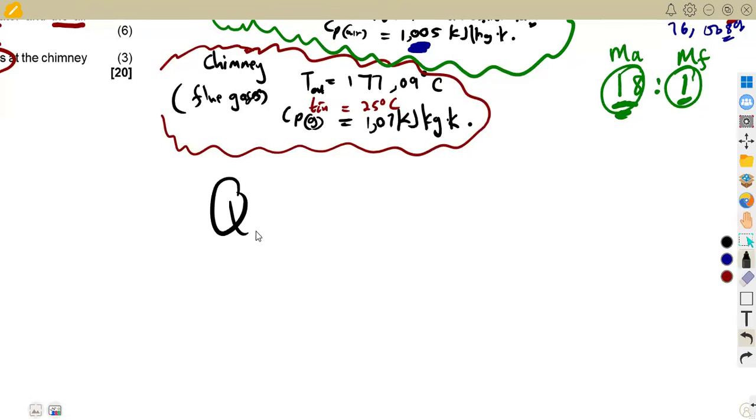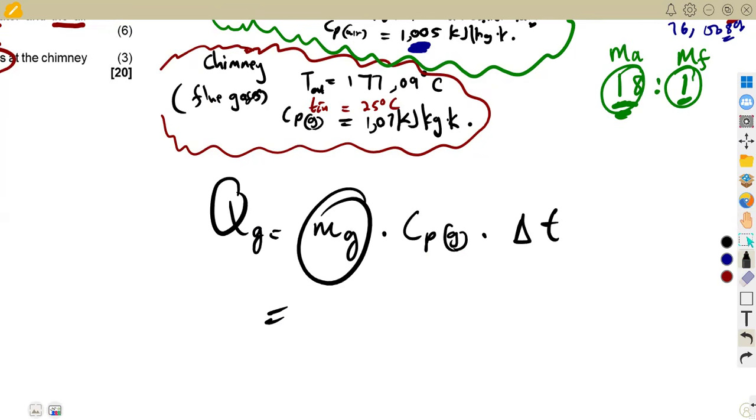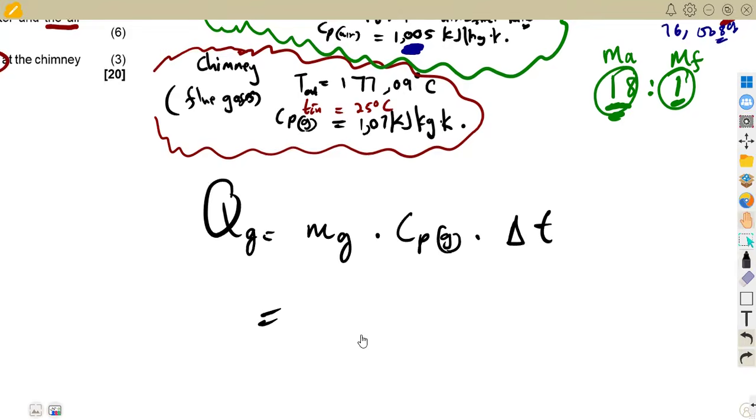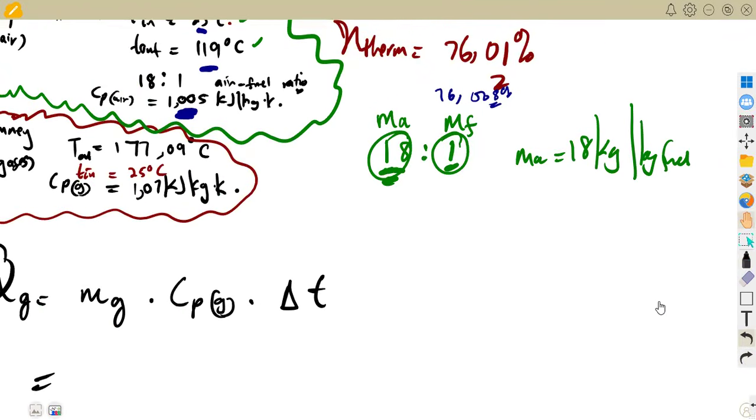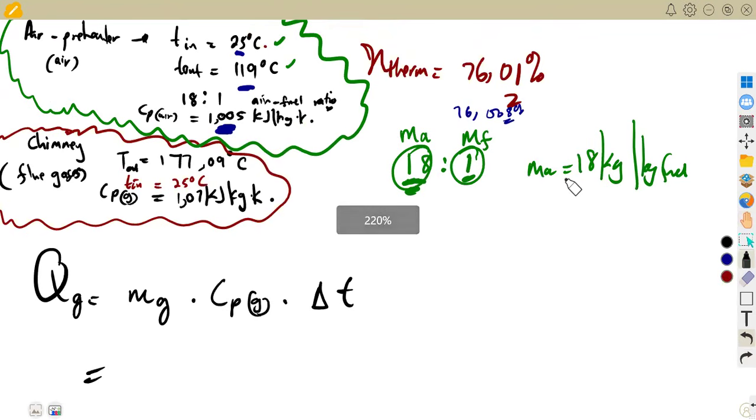The Q for the flue gases is going to be the mass of the dry flue gases times the specific heat capacity of the flue gases times the change in temperature. Remember, that is the mass that I was explaining: the mass of the gas is taken from our air-fuel ratio. Remember, the mass of air is 18 kilograms per kilogram fuel. It means the mass of fuel is 1 kilogram.